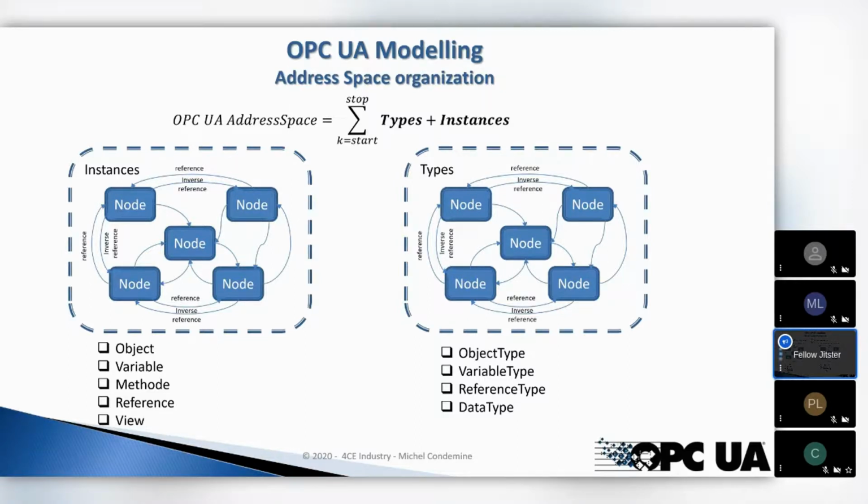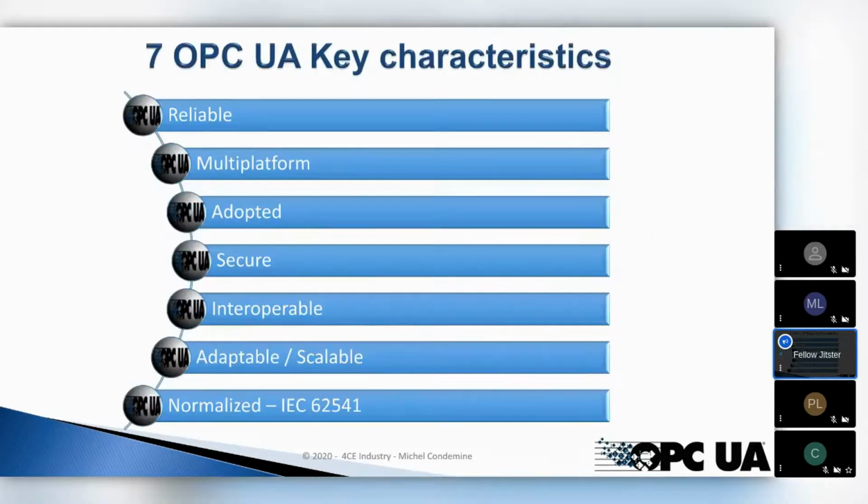And the address space is what the server shows to the client application, to the outside world. To conclude, 5 very important bullets. Sorry, 7 very important bullets you have to remember about OPC UA. OPC UA is reliable. OPC UA is multi-platform. OPC UA is largely adopted, and it's secure.